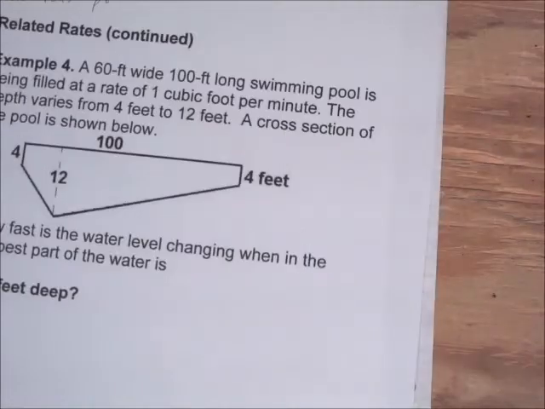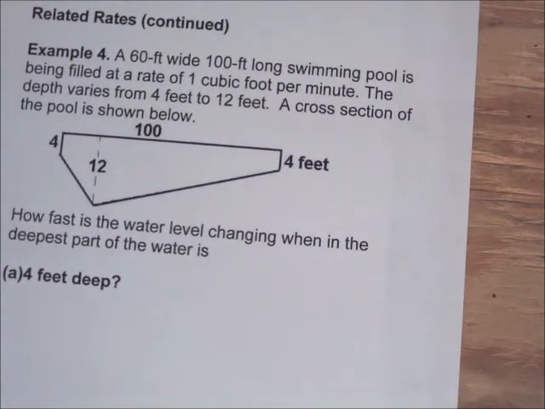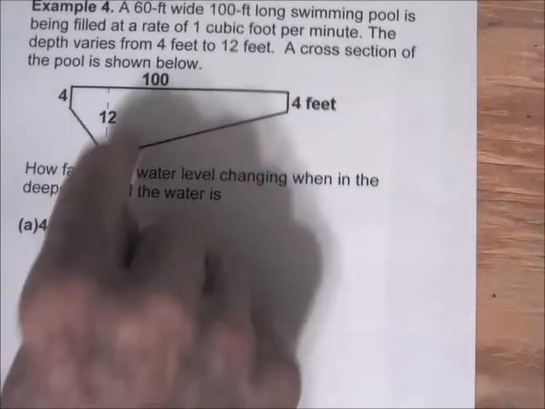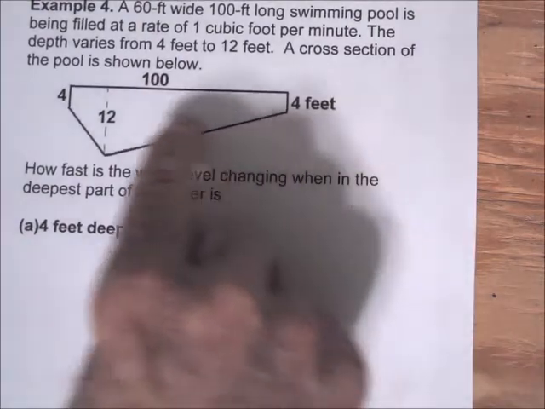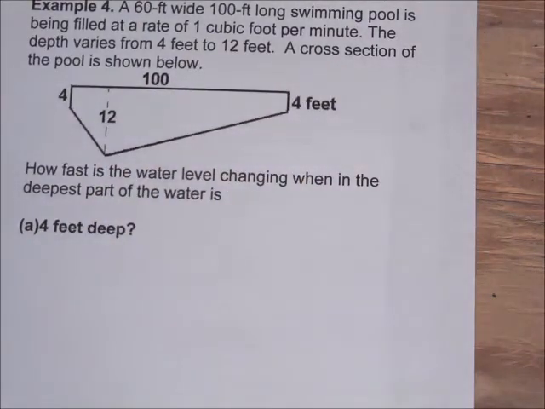Okay, so another example of related rates. A 60-foot wide by 100-foot long swimming pool is being filled at a rate of 1 cubic foot per minute. The depth varies from 4 feet to 12 feet. A cross section of the pool is shown below. Maybe this is where the diving board is, where it's 12 feet deep, and then the lap lane maybe 4 feet deep. We want to know how fast the water level is changing when the deepest part of the water is 4 feet deep.